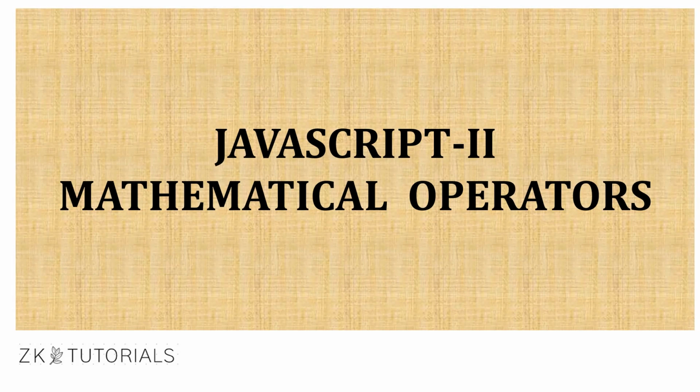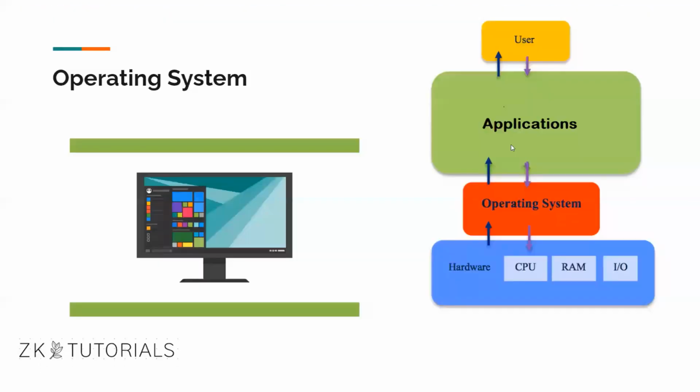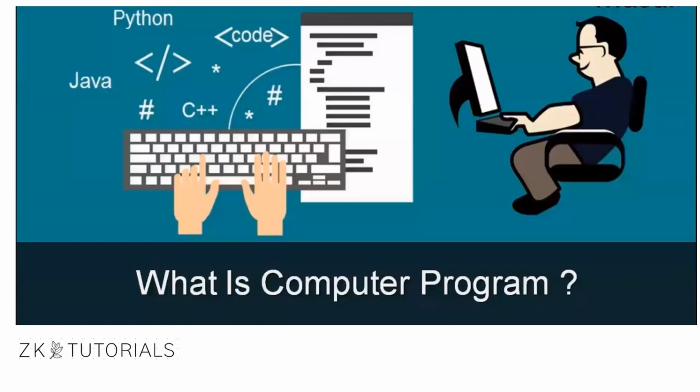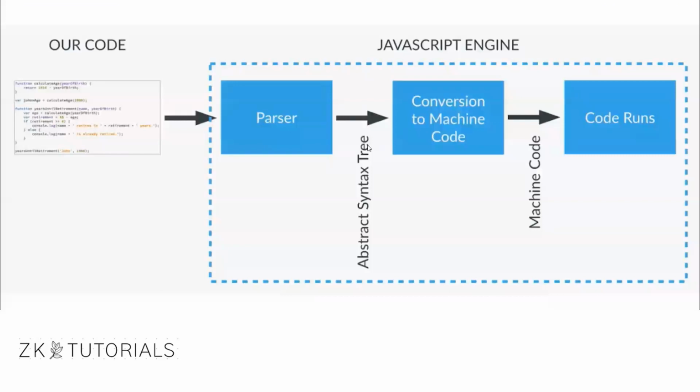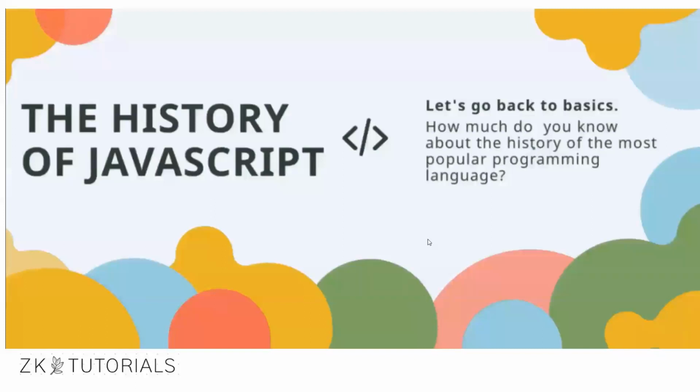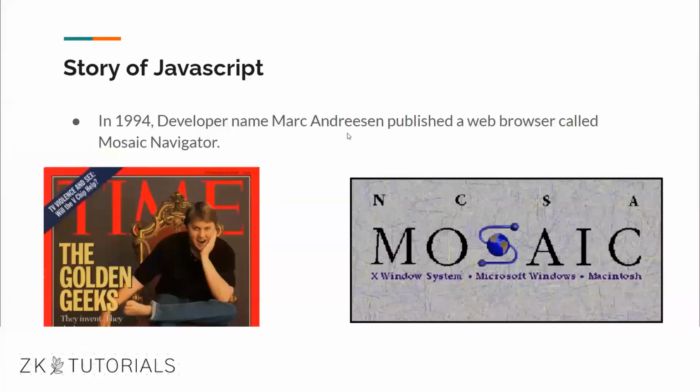But before going ahead, let's first see what we did in yesterday's session. I hope you remember what we have done. We finished the introduction of JavaScript. Also, we understood how a computer works, what an operating system is, what a computer program is, what computer programming is, and what the programming environment is. After that, we looked at the history of JavaScript.